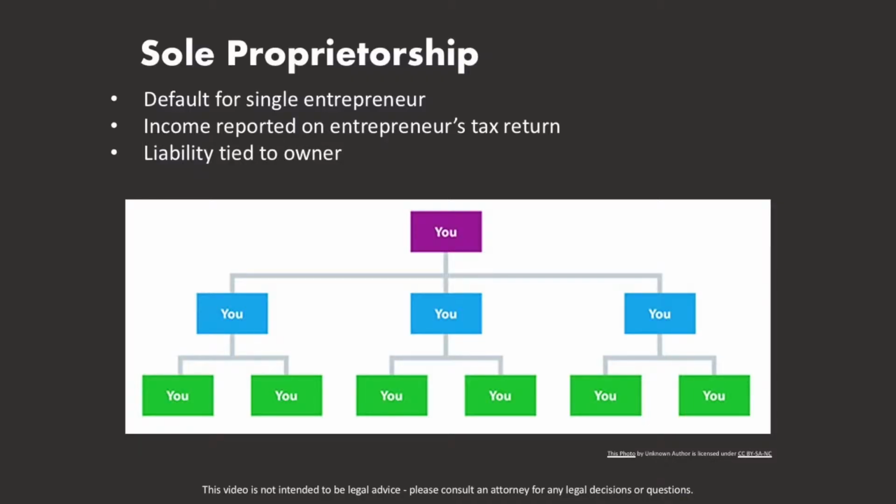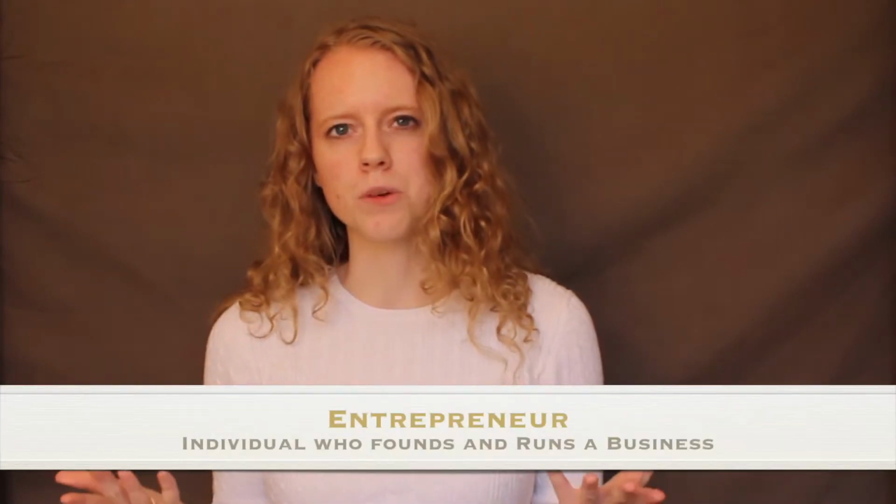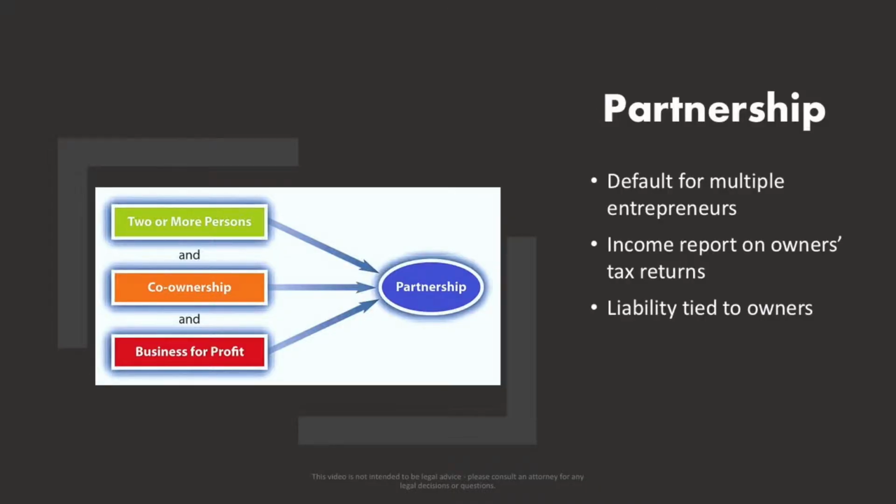Sole proprietorships are the default business entity for a single entrepreneur unless you file paperwork otherwise. Therefore, these businesses are easy to form, but income is reported on the owner's tax return, and the business's liability is the owner's liability. Partnerships are the default business entity for any business formed by two or more entrepreneurs. It is considered a separate legal entity from its owners, but it is similar to a sole proprietorship in that its taxes and liability are tied to the owners.